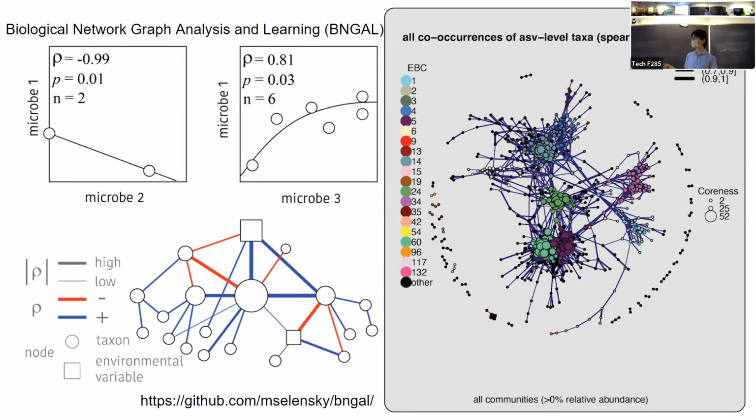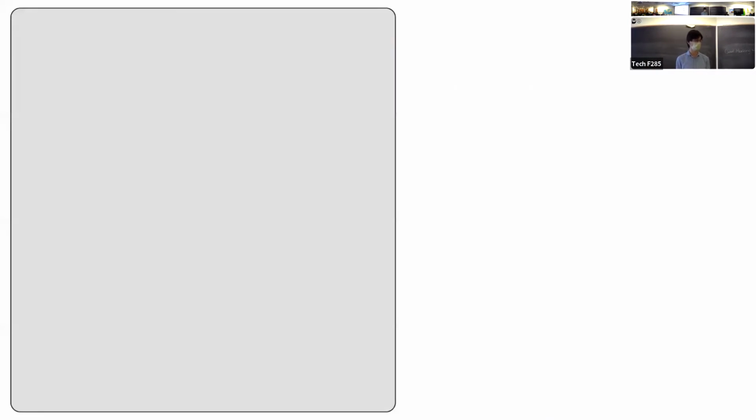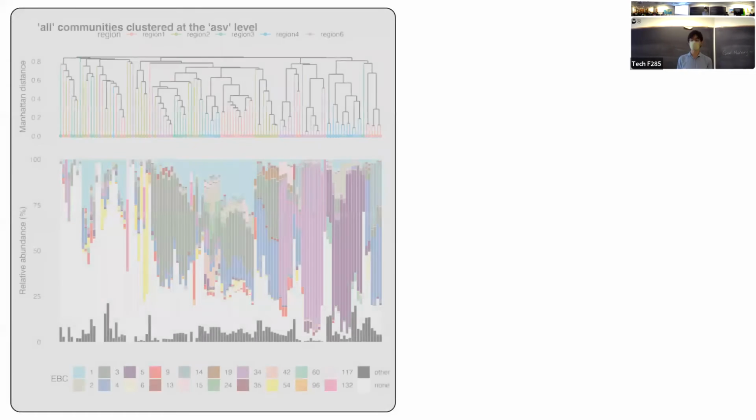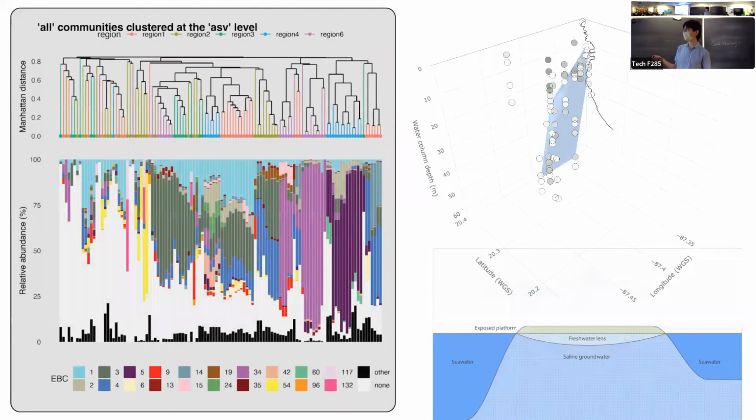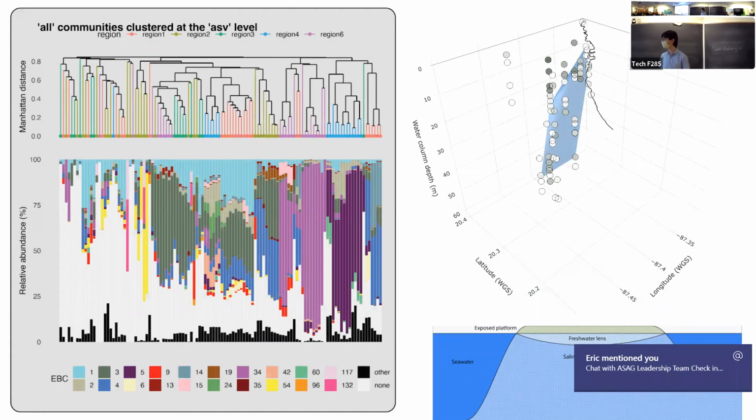Each individual node here is an individual microbial species if it's a circle, or an environmental variable if it's a square. What I'm trying to do is understand how all these different individual players are interacting with each other through this analysis. Another thing it does is look at the abundance of these things throughout the data set. I'll just end here by saying you can apply it to the data and see biogeographic patterns in the data set.